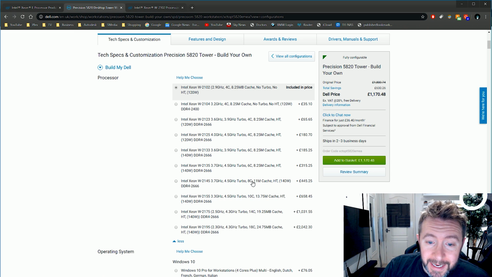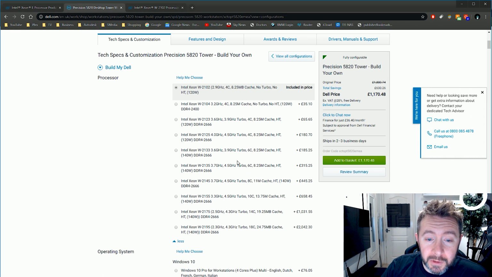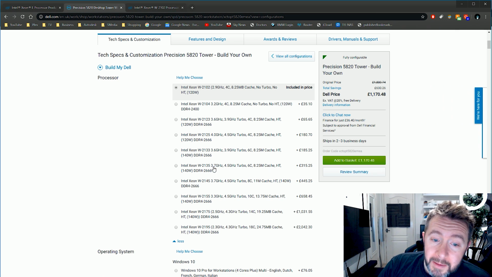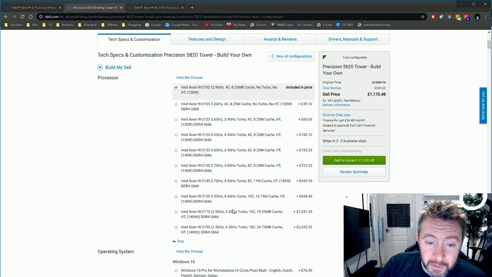4.5 gigahertz, 8 cores. But it's just a trade-off. The more money you put into it, the better the spec you're going to get. You might find that you don't need 8 cores. You might be fine with 6 cores, for example. So you can save 100 quid, but then you lose 2 cores. So yeah, it is a trade-off.